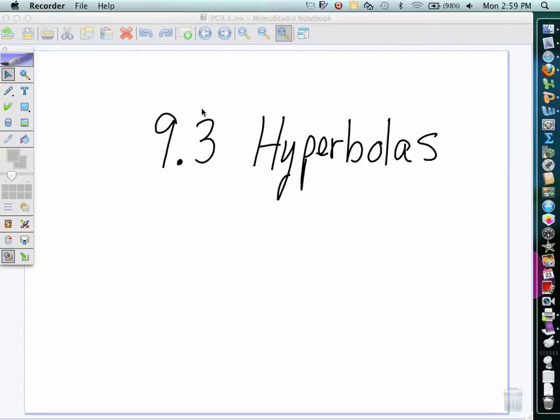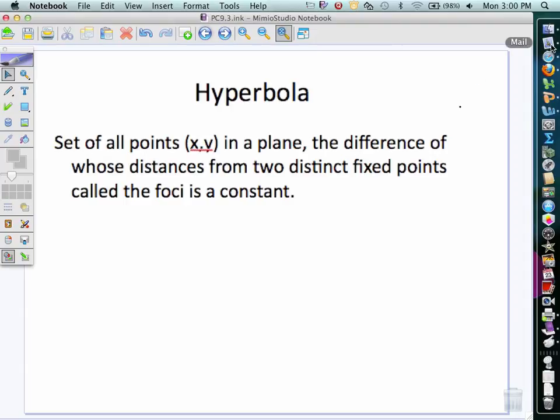Section 9.3, hyperbolas. This is our last conic section that we are going to be looking at. We've got some more formulas to look at, but let's look at the definition of the hyperbola first. A hyperbola is the set of all points x, y in a plane, the difference of those distances from two distinct points called the foci is constant.